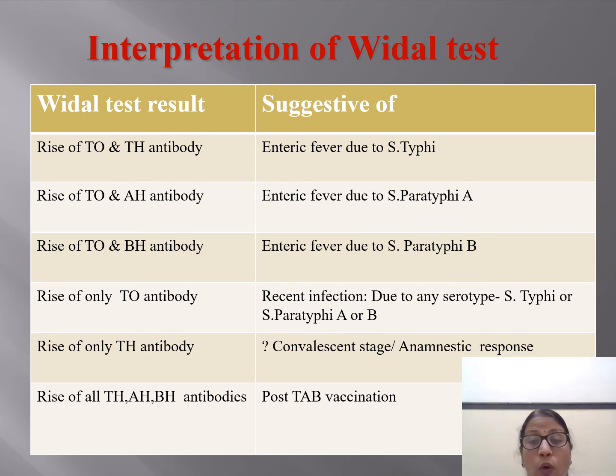Whereas for O, titer may be there or may not be there, because if we say all tubes are positive for O, H, AH, BH, what does this indicate? There cannot be an infection with all these three strains simultaneously. So this is probably a case of TAB vaccination. Clear?